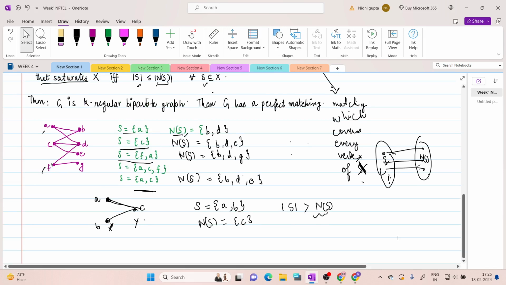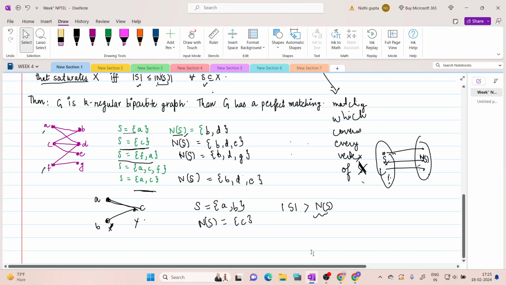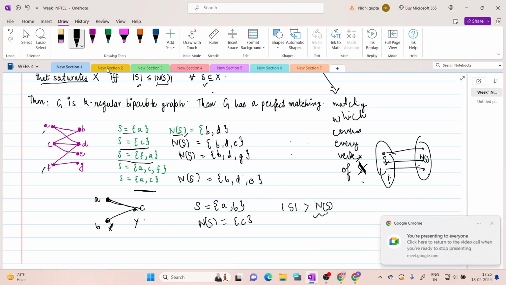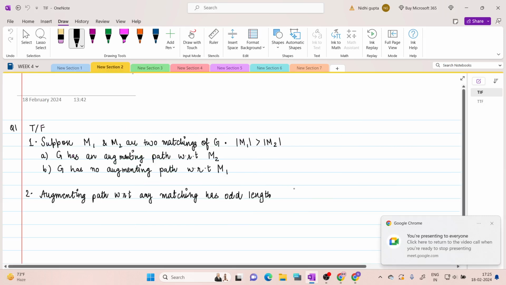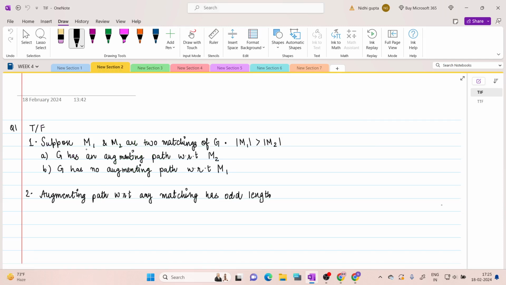Okay. So now if the statement of Hall's theorem is clear, then let's look at some problems. Question 1 is, suppose M1 and M2 are two matchings of G, and the size of M1 is strictly greater than the size of M2, then you have to tell me if it is true or false.